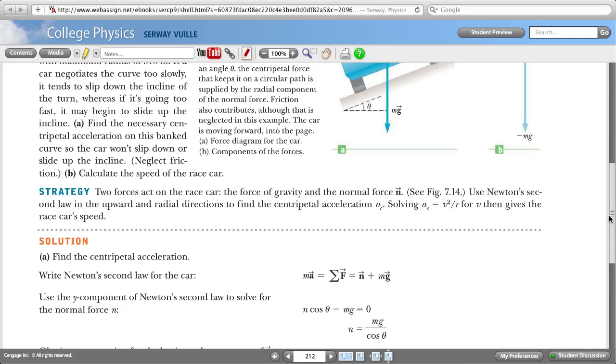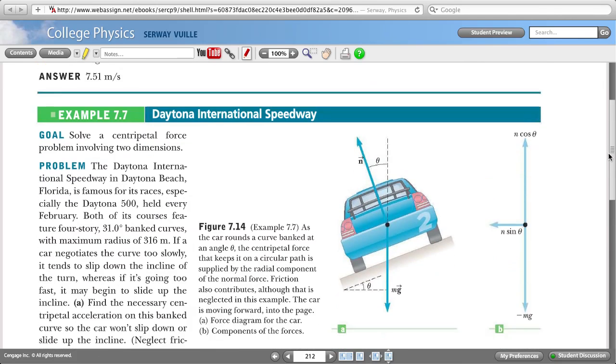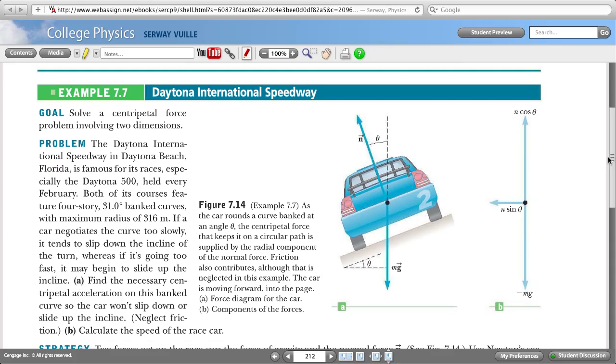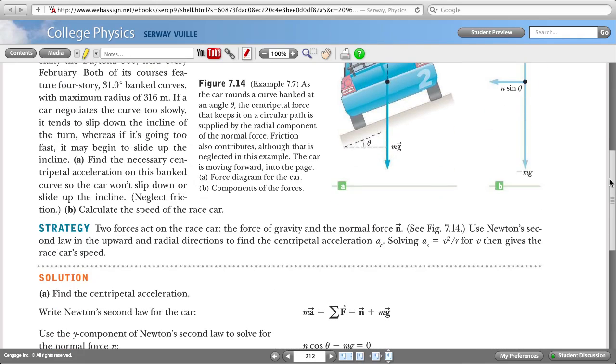And then they're going to go ahead and find the centripetal acceleration. How do you calculate the centripetal acceleration? Well, what you've got to do is essentially add up all the forces in this picture that are pointing inward, because all the forces that are pointing inward are going to be the centripetal forces, and that's this force right here, n sine theta. So what we need to know is that normal force. We have to figure out what that normal force is to find that centripetal force.